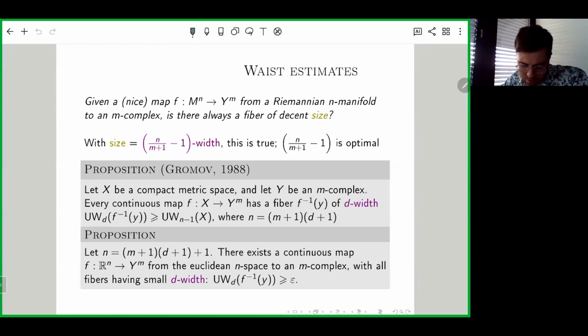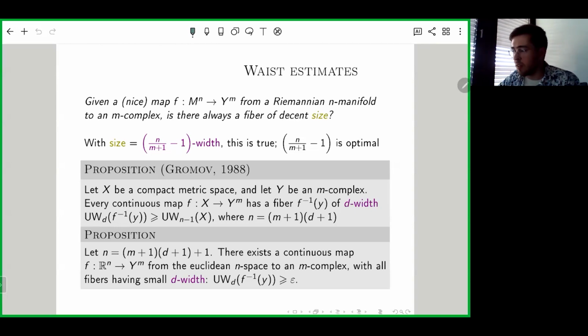And it just says that if you shift this dimension parameter by 1, the proposition is no longer true. So you can map, and this is a very fun fact, I find it very fun, you can map R^n, where n is approximately m times d, to an m-dimensional simplicial complex, in fact just a simplex, so that all fibers have small d width. So this is just an amplification of Gromov's example from the previous slide for the whole range of dimensions.